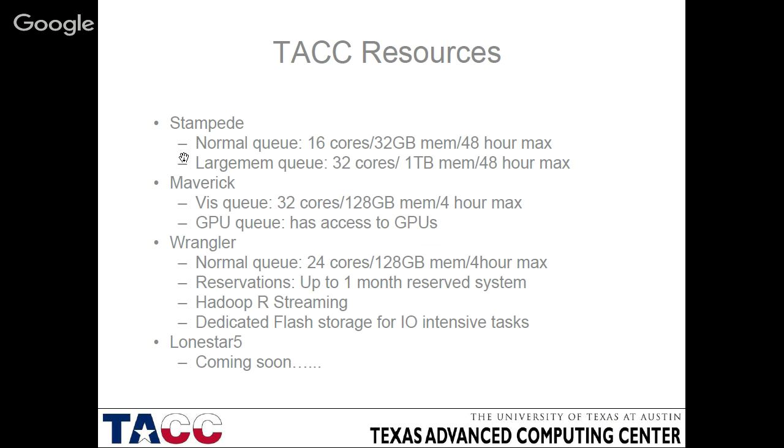So for TACC resources, we have several clusters: Stampede, Maverick, and Wrangler. On Wrangler you can run Hadoop and Spark. Stampede and Maverick are pretty similar, so the detail you have to look into is how many cores per node and how much memory per node, because when you run the computation you use shared memory. So you have to think about how many processes you should spawn.